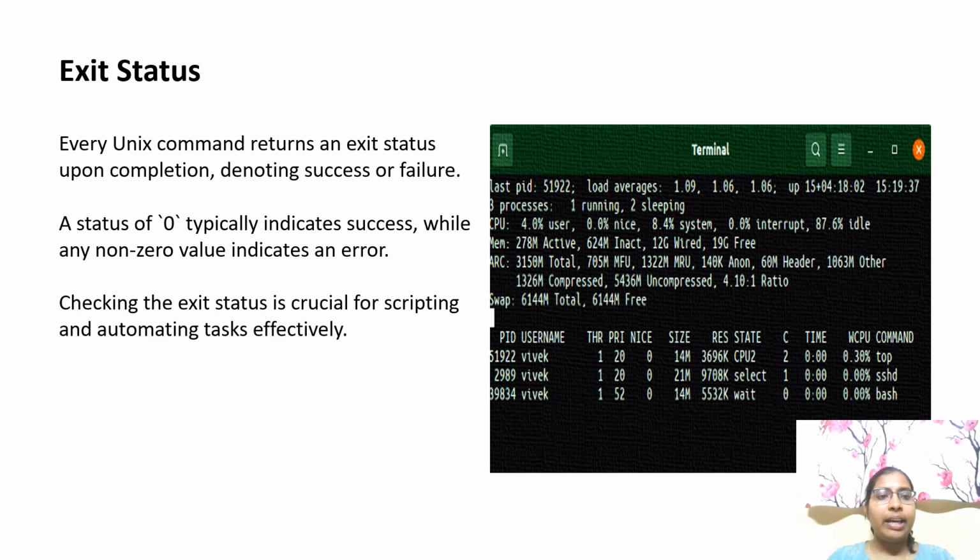Exit status. Every Unix command returns an exit status upon completion, denoting success or failure. A status of 0 typically indicates success, while any non-zero value indicates an error. Checking the exit status is crucial for scripting and automating tasks effectively.